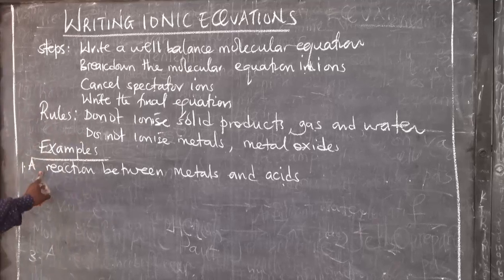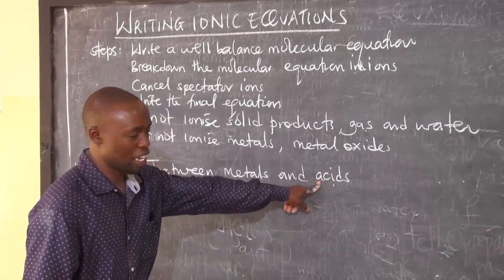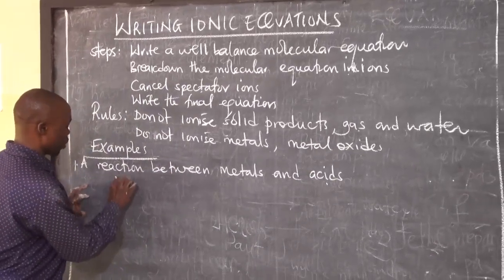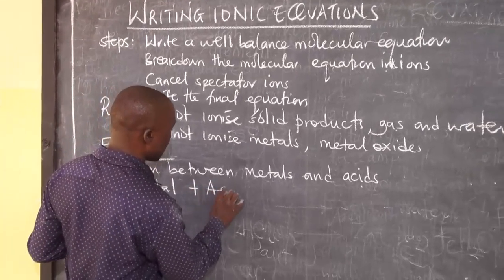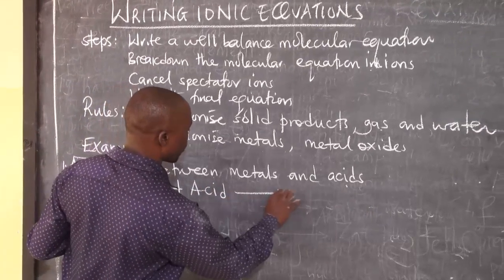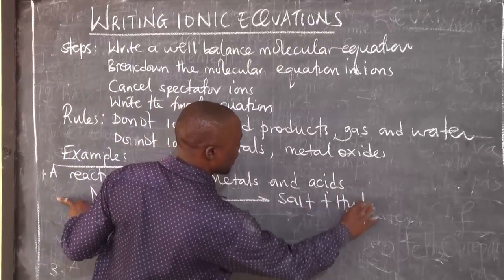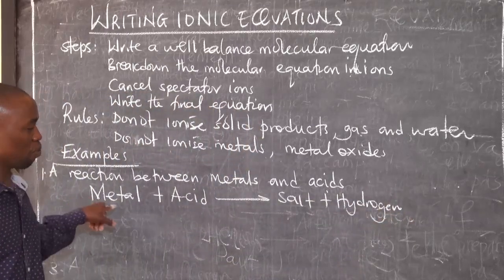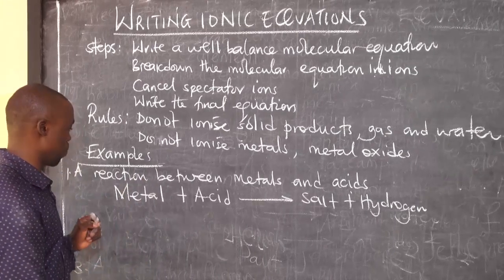We are looking at a reaction between metals and dilute acids. We know that if you get a metal and you add an acid, you get a salt plus hydrogen gas. I request that you check my video on writing chemical equations on the same channel.